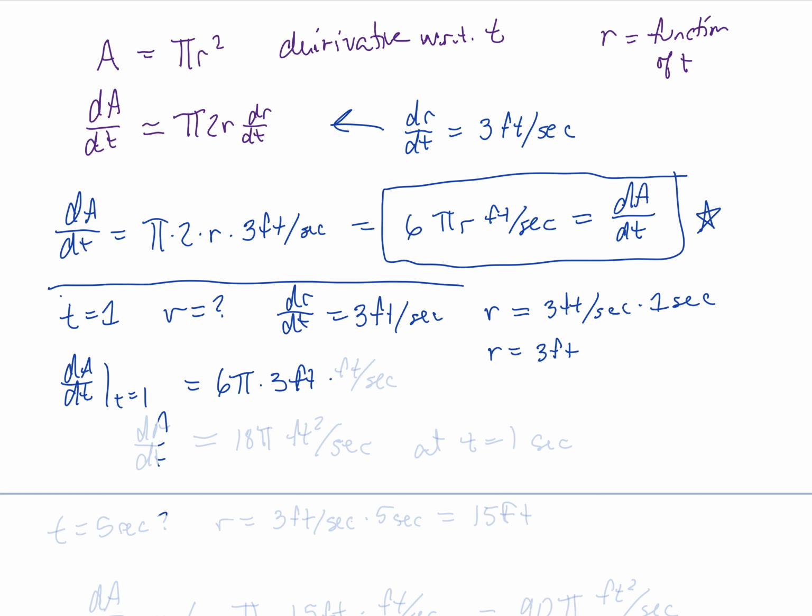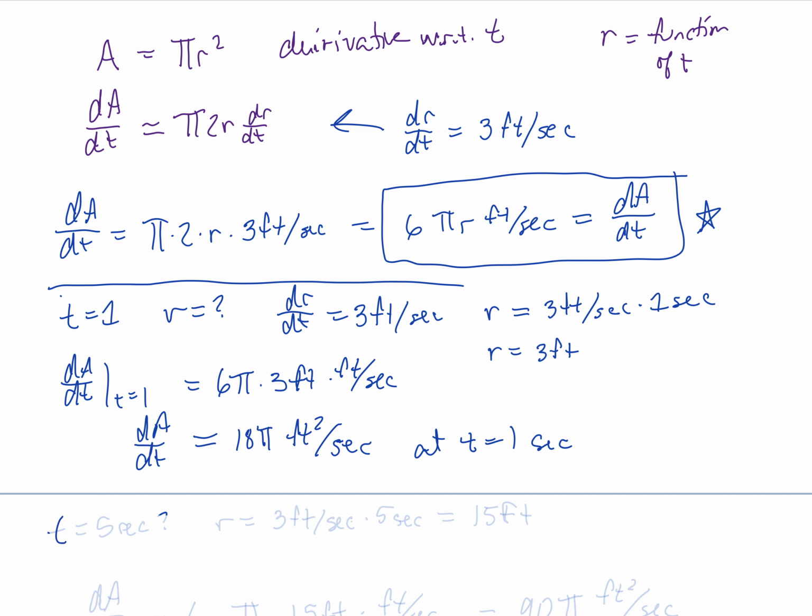times feet per second. So how much is the area changing at time t equals 1? It's 6 times 3, which is 18 pi feet squared per second. That is how fast the area is changing at t equals 1 second.